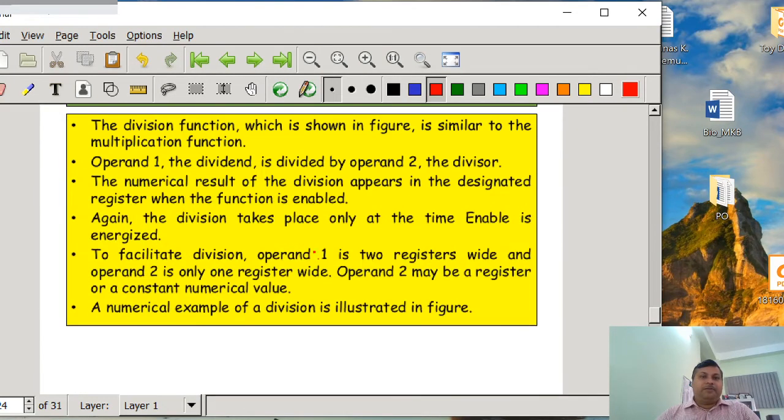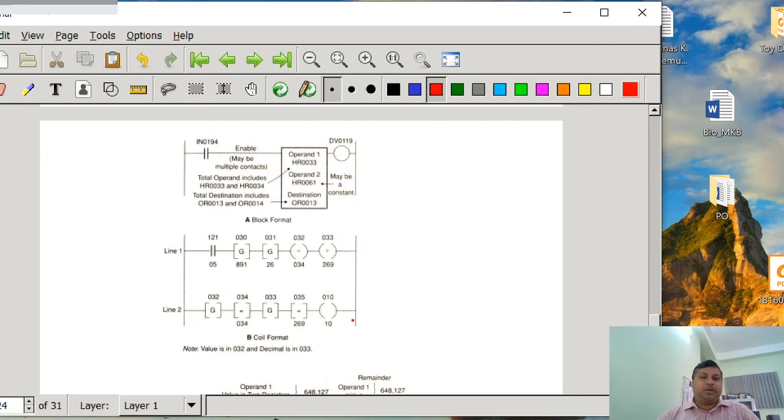Fine. Now, how is the division function going to perform? Operand 1, the dividend, is divided by operand 2, the divisor. The numerical result of the division appears in the designated register when the function is enabled. Again, the division takes place only when enable is energized. To facilitate division, operand 1 is two registers wide and operand 2 is only one register wide. Operand 2 may be a register or a constant numerical value. A numerical example of a division is shown in the figure.